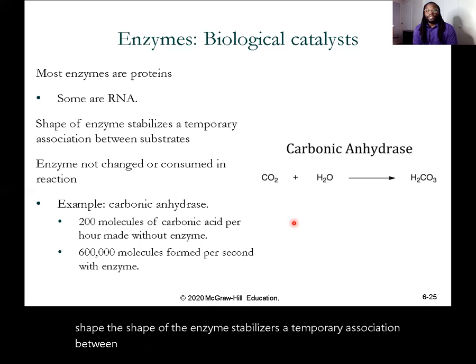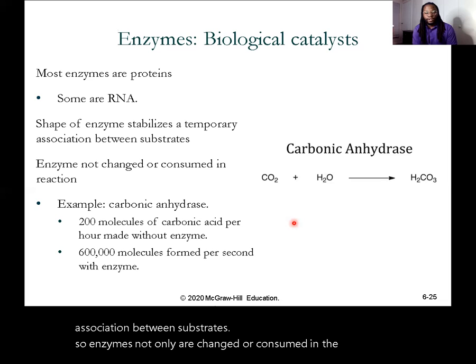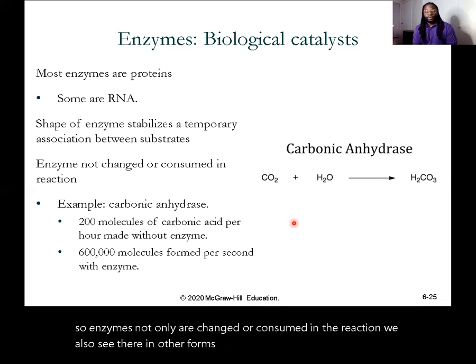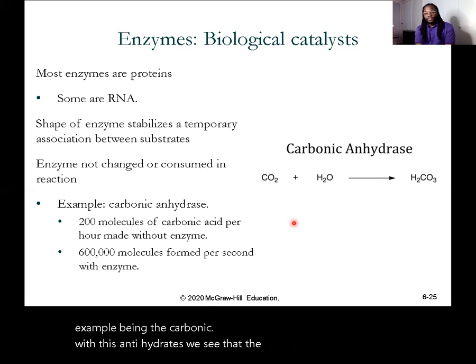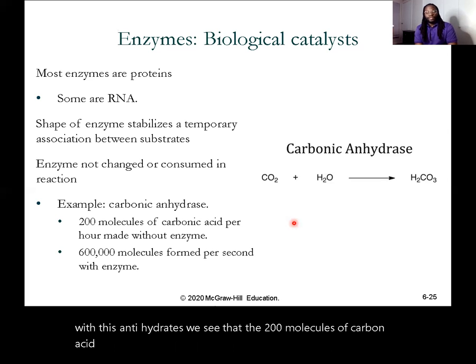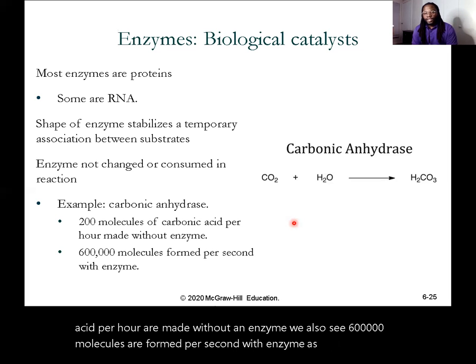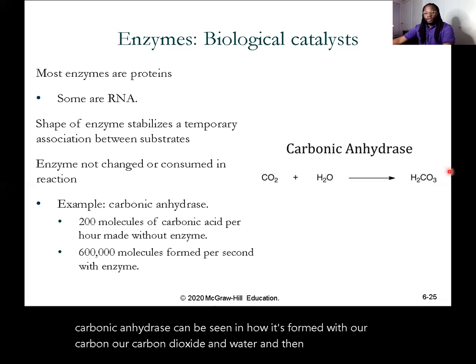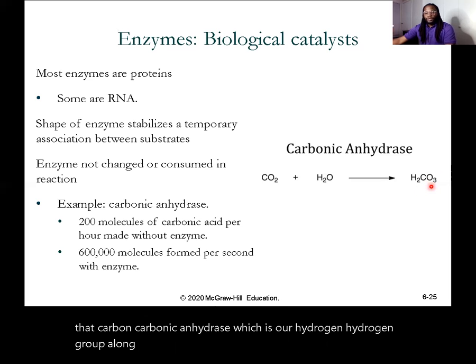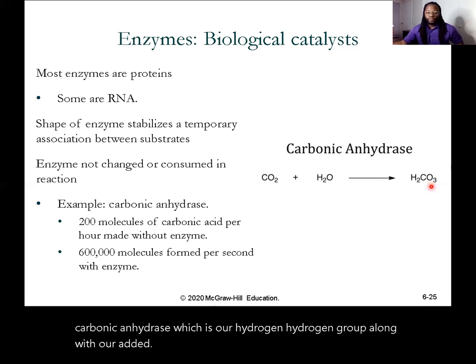So enzymes are not changed or consumed in the reaction, and we also see them in other forms of this same reaction, an example being carbonic anhydrase. With this enzyme, we see that 200 molecules of carbonic acid per hour are made without the enzyme. We also see 600,000 molecules formed per second with the enzyme. So this carbonic anhydrase can be seen in how it's formed, with our product being carbonic acid, our hydrogen group along with our added oxygen molecule.